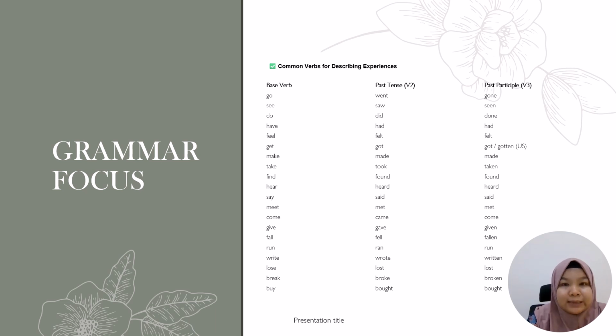So these are just a list of verbs commonly used to describe experience. So we have the base verb, okay, like go, see, do, have, feel, get, make. And we have the past tense form, the simple past tense form, went, saw, did, had, felt. And you have the past participle form when you combine it with has or have, okay?